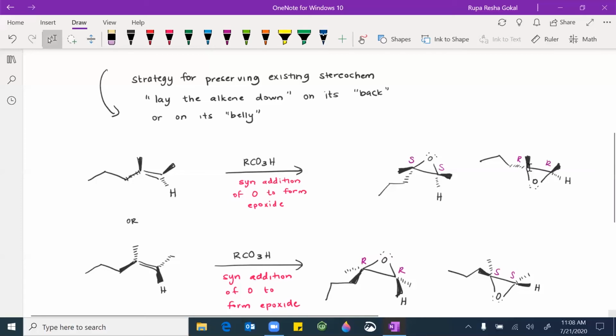Keep it on the same face, right? You don't change it. It was a dash before, and it stays a dash in this case and a dash in this case. I just moved it out of the way. And that's why those H's also stay on the dash, because that was part of the original stereochemistry. That's right.